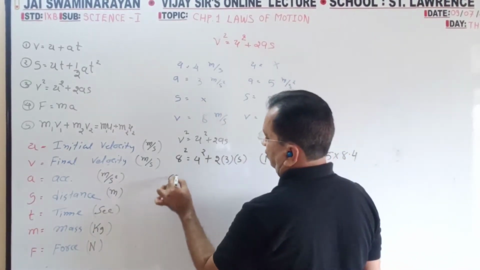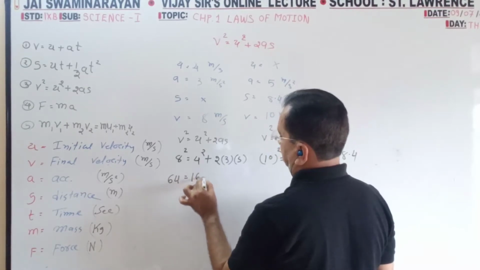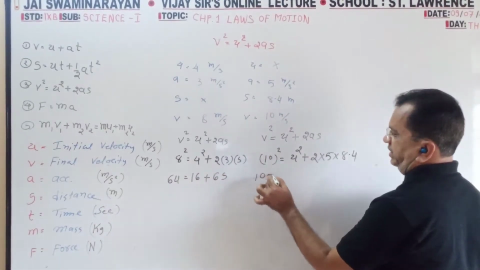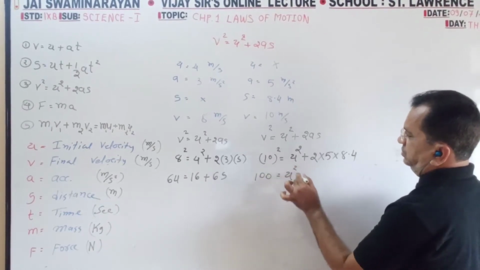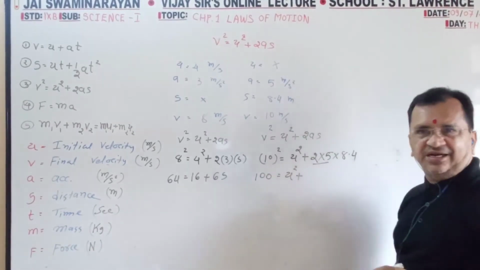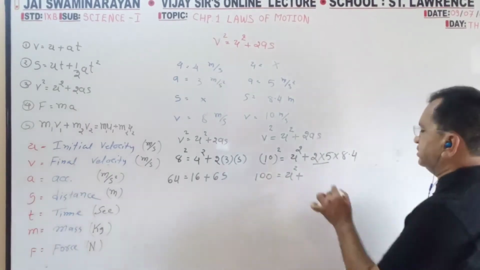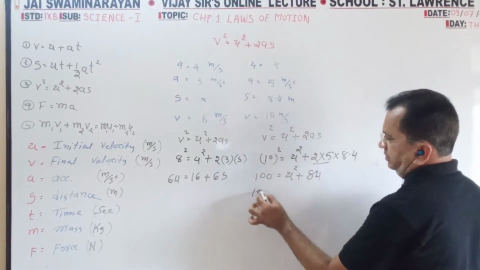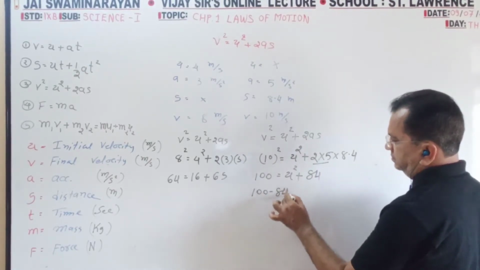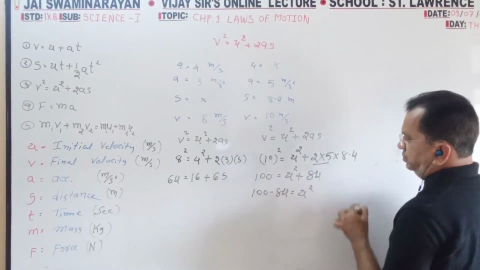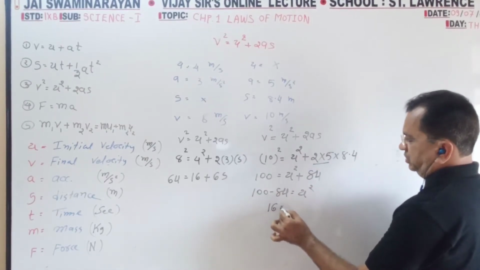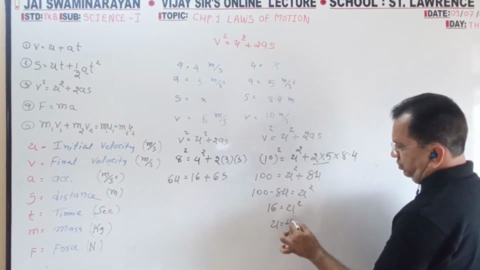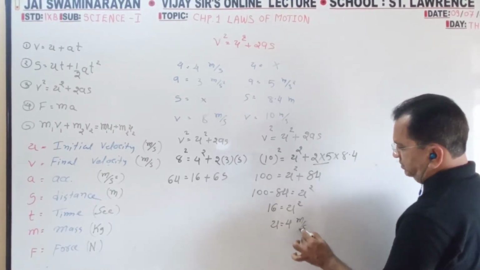8 8 is 64, 4 4 is 16, 10 10 is 100, U square, 5 2 is 10. 10 into 8.4 is equal to 84. So 100 minus 84 is 16, U square is 16. U is equal to 4 meter per second.